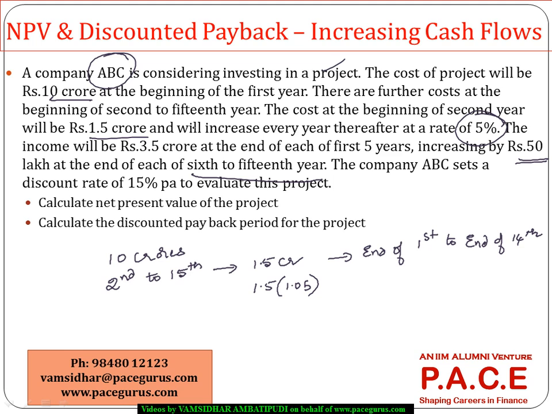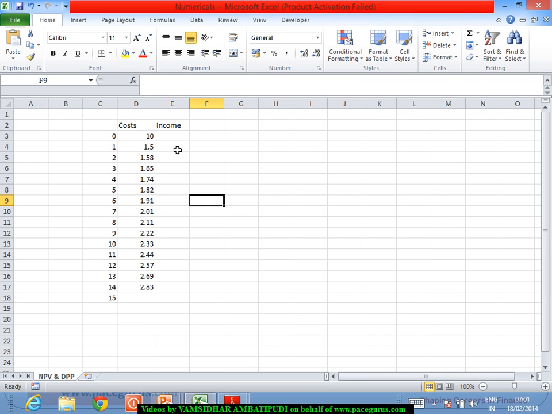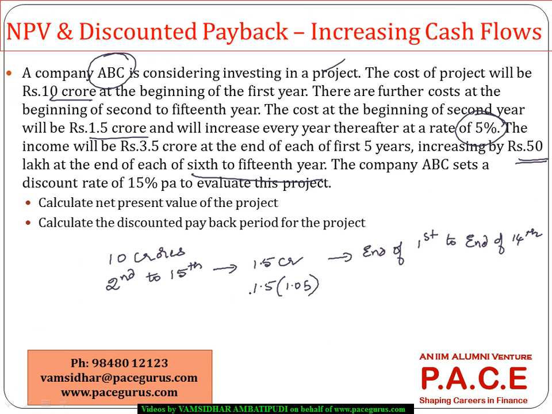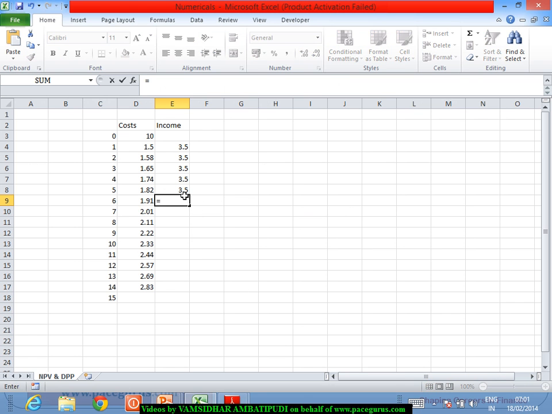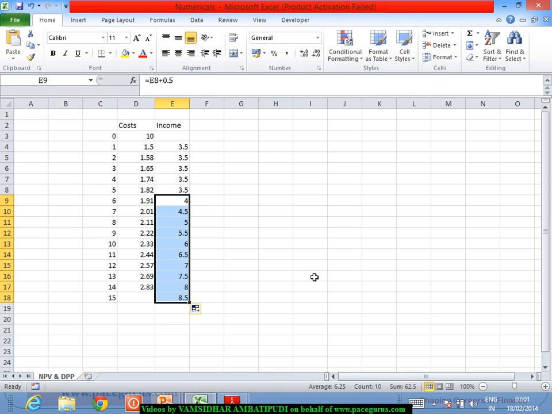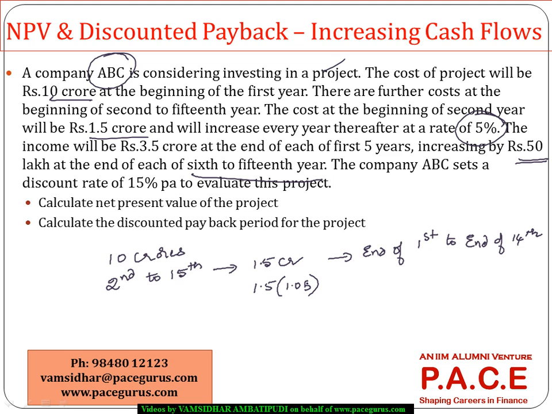Then income wise, we are talking about 3.5 crore at the end of each of the 5 years, and that increases by 50 lakhs at the end of each of the 6th to 15th. So 3.5 will increase by 0.5 crore at the end of each year up till the end of the 15th year. So these are the cash inflows.